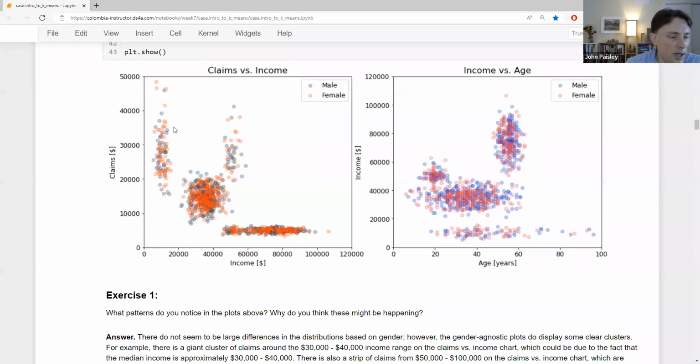So a claim is what the customer asks for from the insurance. So they say, I was in an accident and I have to get a new car. My car was worth $25,000. Could you give me $25,000 so I can buy a new car? Because I'm insured, right? So that's what they're doing.